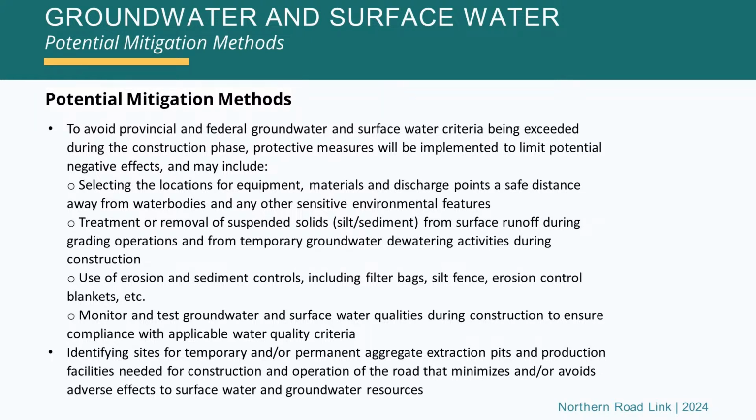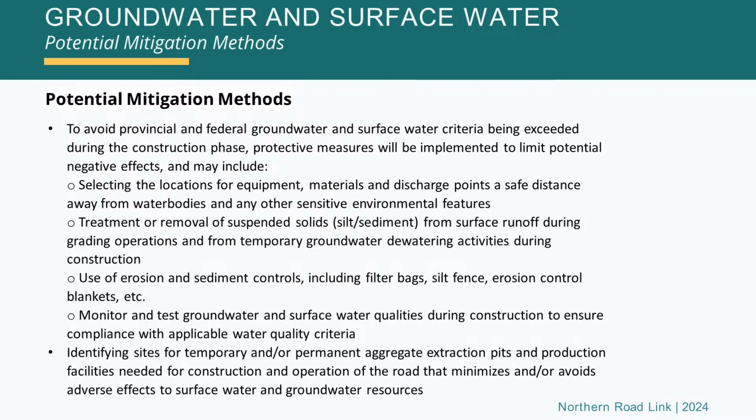You can test groundwater and surface water during construction to make sure that the water is still acceptable quality, meaning it meets water quality guidelines. So there are guidelines that Ontario has for water quality, so you can chemically test the samples and make sure that they're still meeting those guidelines as well.